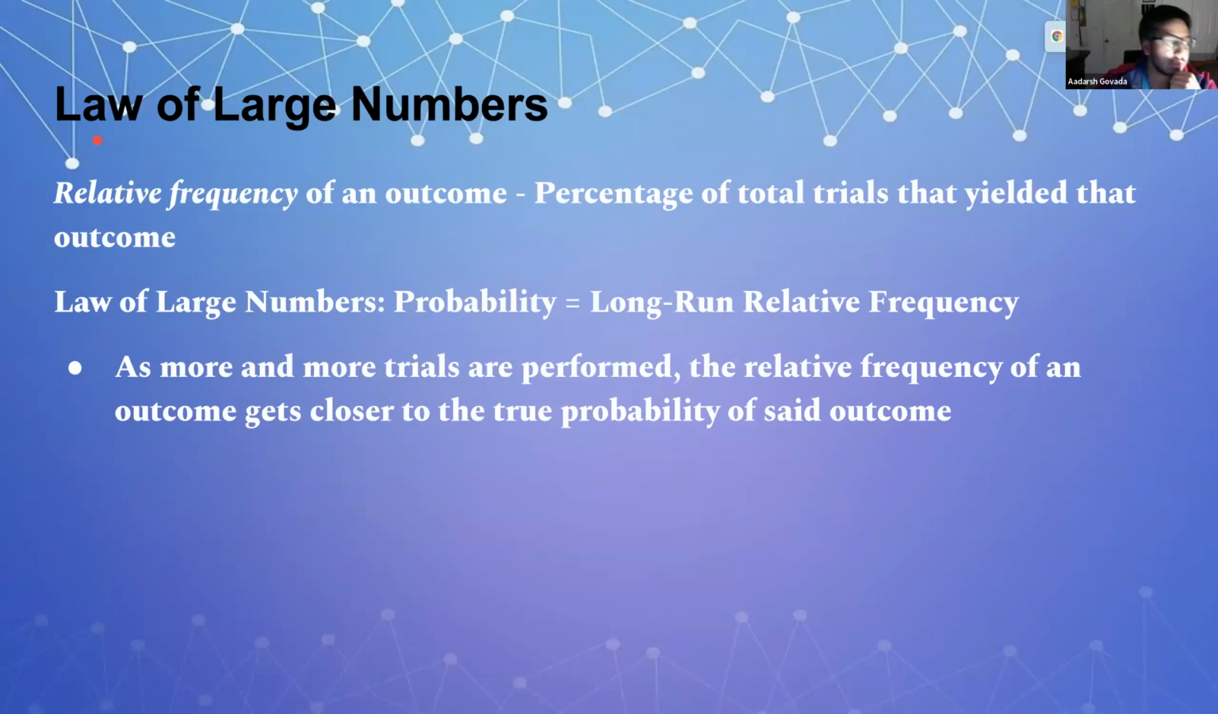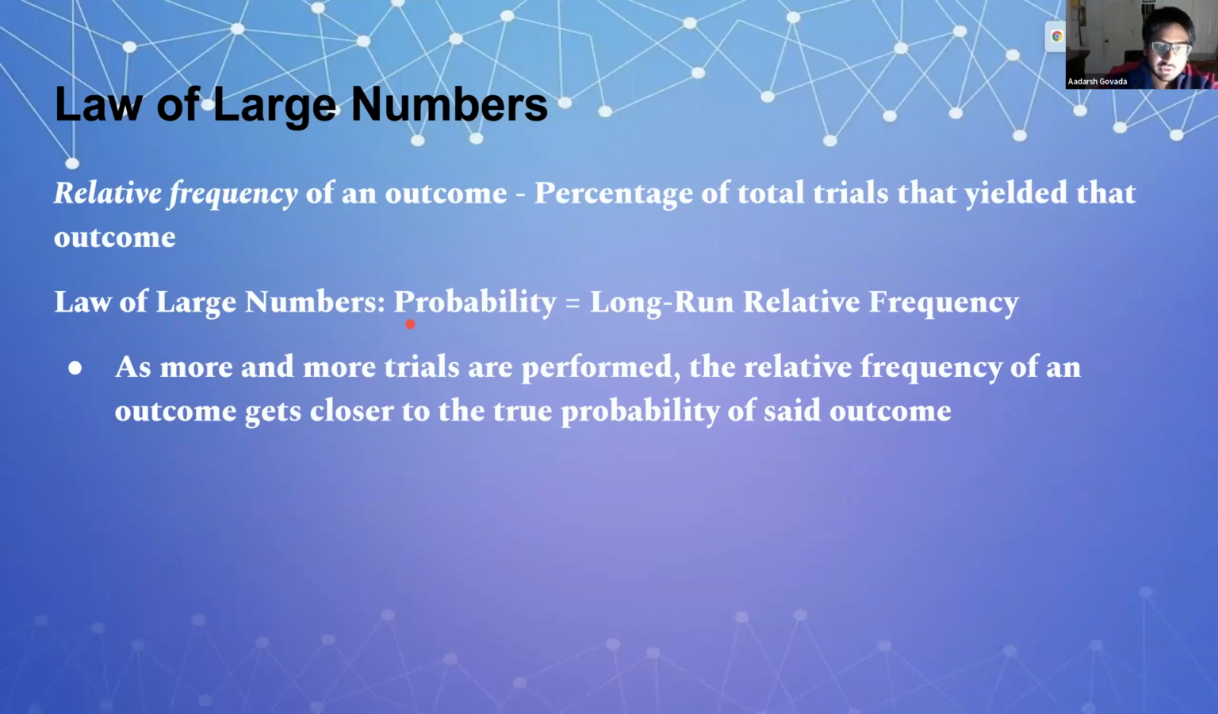So first off, there is the law of large numbers. A relative frequency of an outcome is just how many times that outcome occurs out of all of the trials, or the percentage of the total trials that yielded that outcome. For example, if you're flipping a coin 20 times, the relative frequency of the outcome being heads is just the number of times out of 20 that the coin was heads divided by 20. So if 10 times it was heads, that means the relative frequency was 0.5.